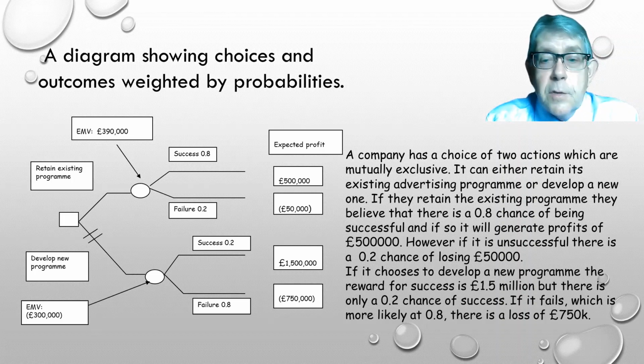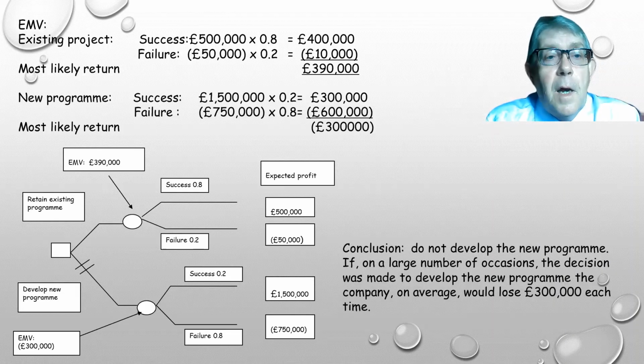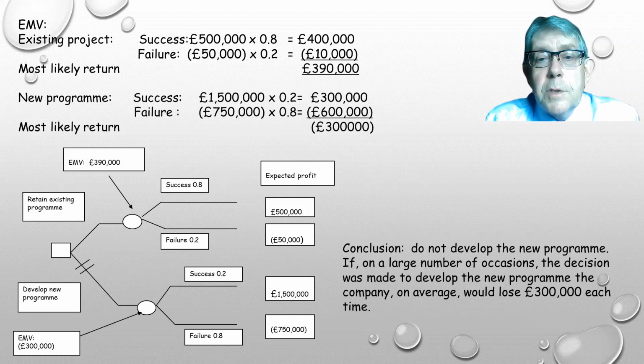The calculations are as follows. So the existing project success is 500,000 times 0.8, which will give us 400,000. Failure is 50,000 times 0.2, which gives us a loss of 10,000. So the EMV turns out to be 390,000. The new program success is 1.5 million times 0.2, which is 300,000, but the failure is 0.8 times 750,000, which gives us 600,000 loss. So that makes it a loss of 300,000.